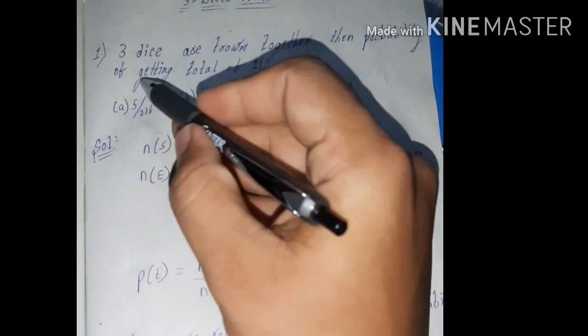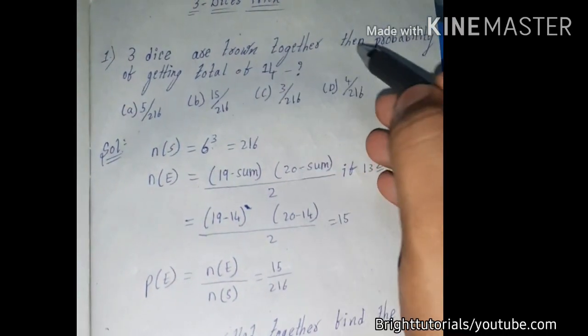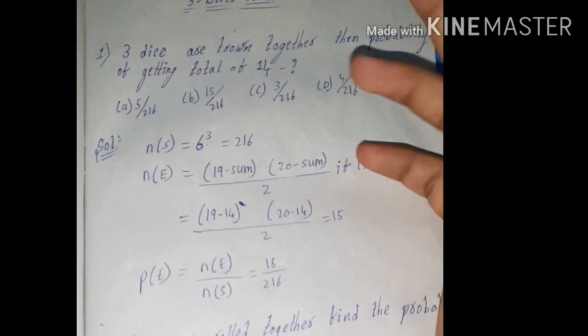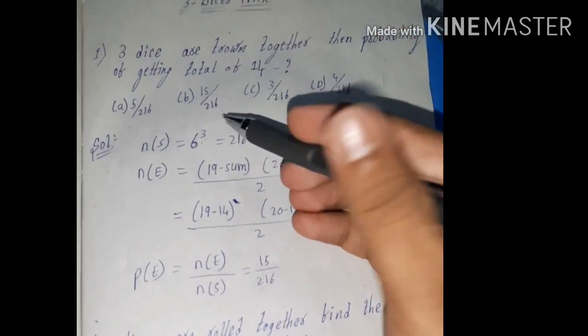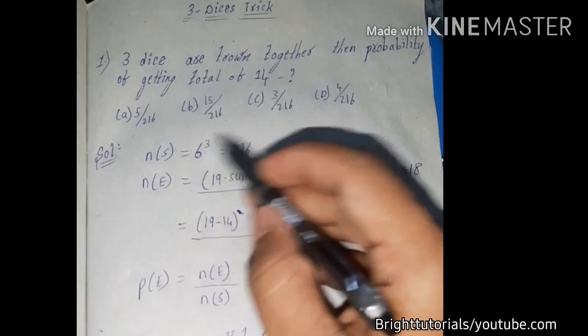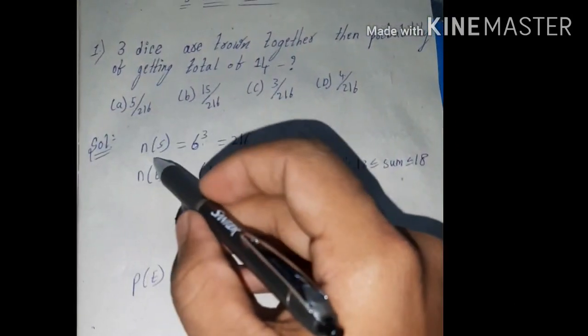Here is the question: three dice are thrown together, then what is the probability of getting a total of 14? So in this question they have given sum equals 14. These are the options. So we will start with the solution.